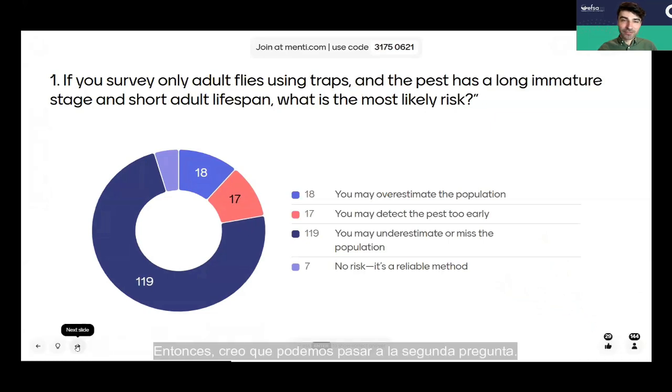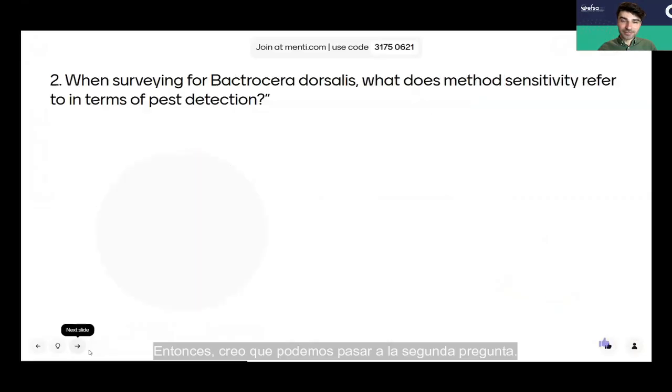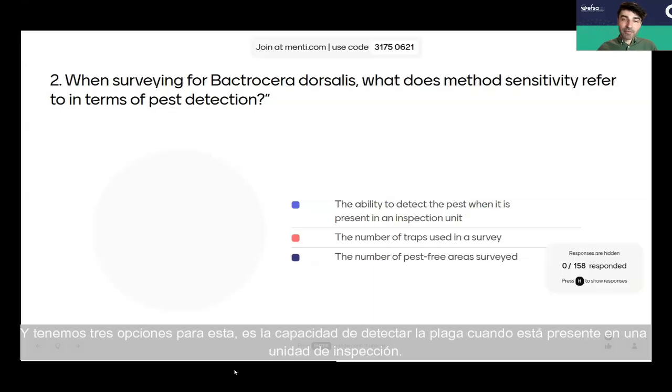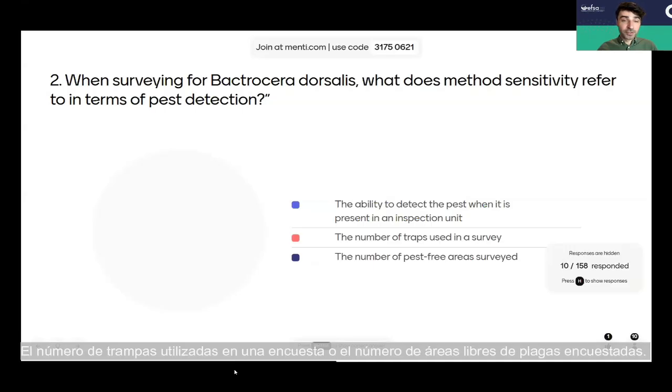So I think we can move on to the second question. When surveying for Bactrocera dorsalis, what does method sensitivity refer to in terms of pest detection? And we have three options for this: the ability to detect the pest when it is present in an inspection unit, the number of traps used in a survey, or the number of pest-free areas surveyed.